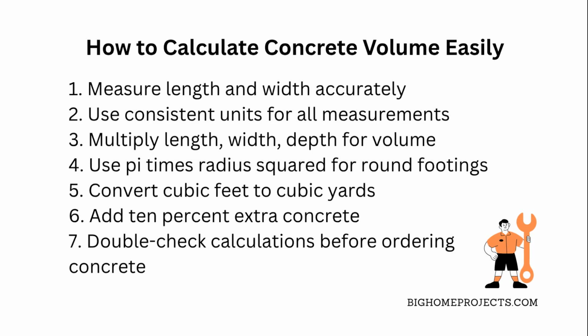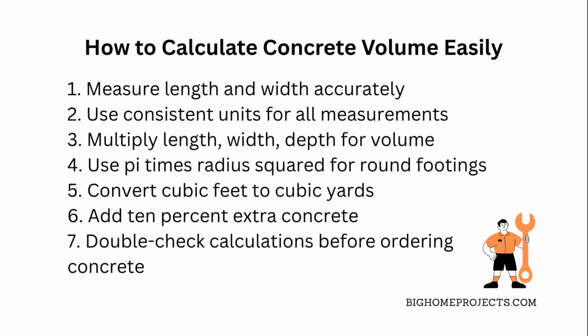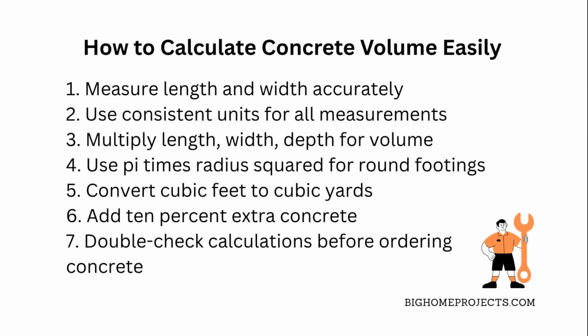For slabs, multiply length times width times depth to get volume in cubic feet or meters. For footings, if they're rectangular, do length times width times depth again. If round, use the formula for cylinder volume, which is pi times radius squared times depth. Remember, pi is roughly 3.14159, but you can just use 3.14 for easy math.